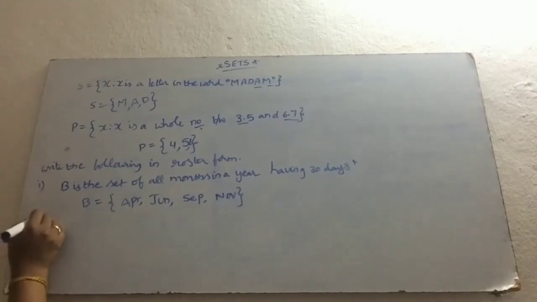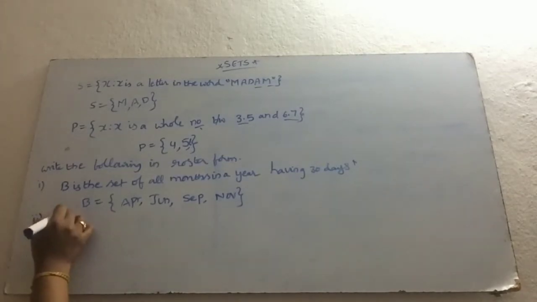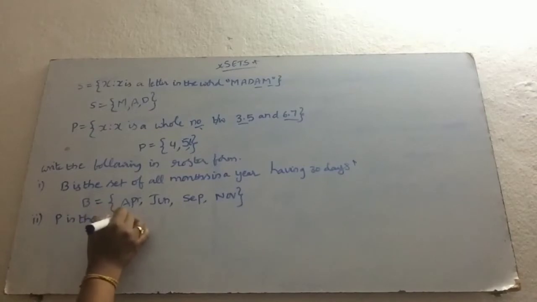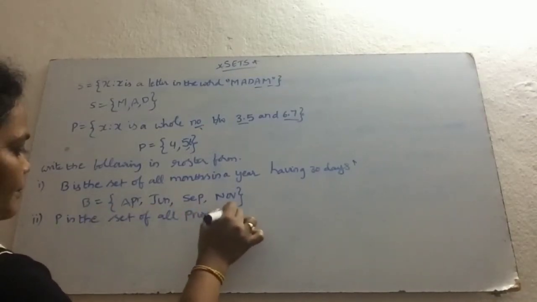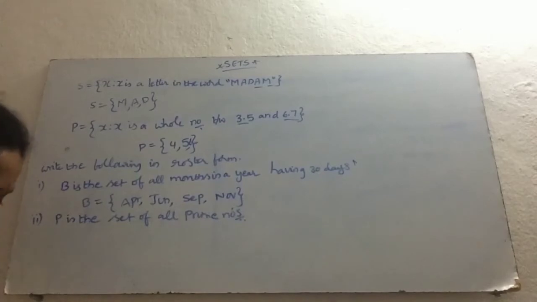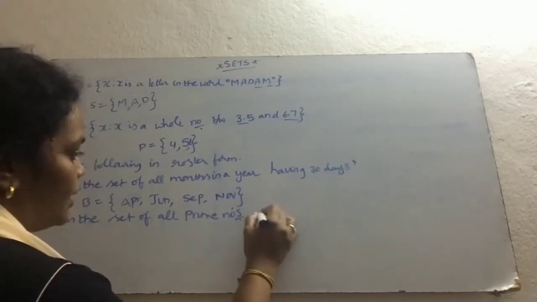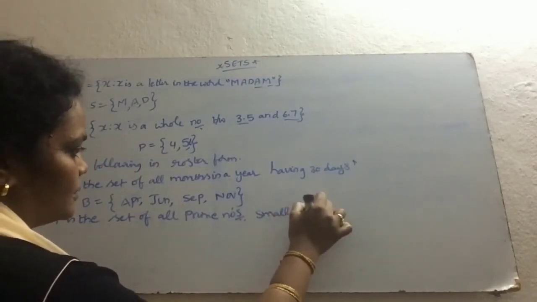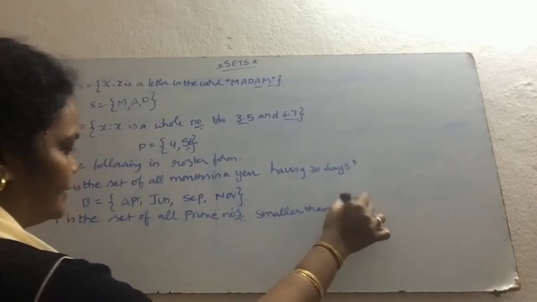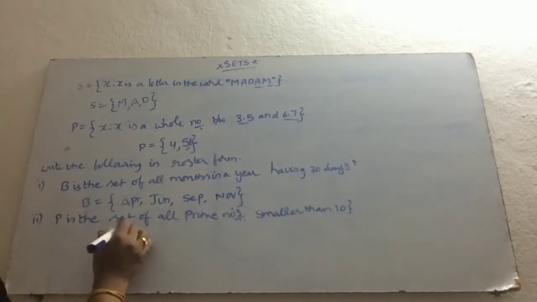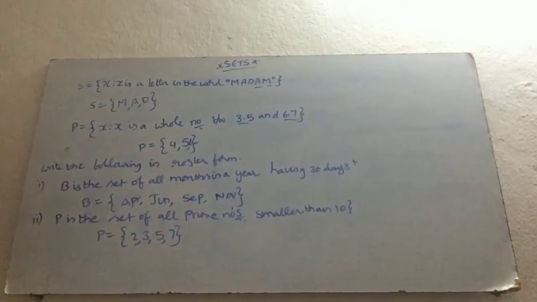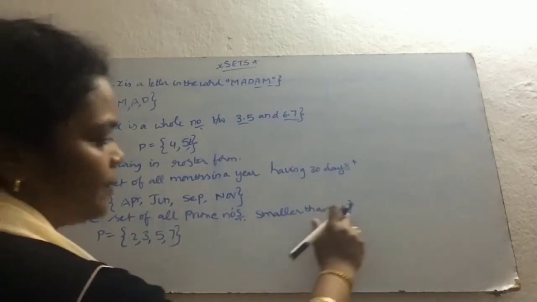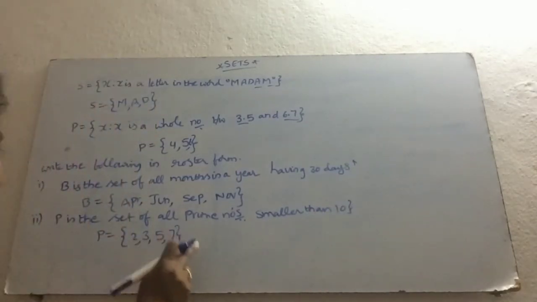And next one, P is the set of all prime numbers smaller than 10. That means 2, 3, 5, 7. They are asking smaller than 10, so 2, 3, 5, 7.